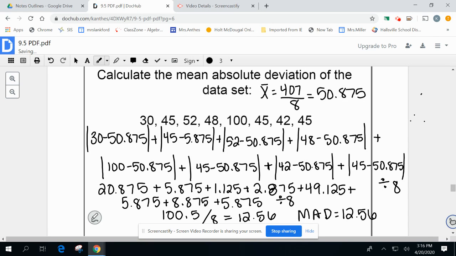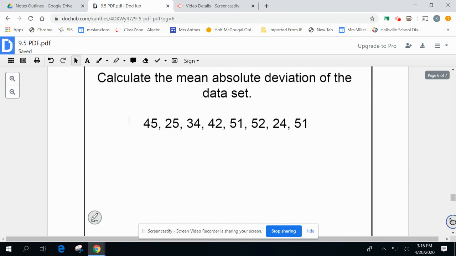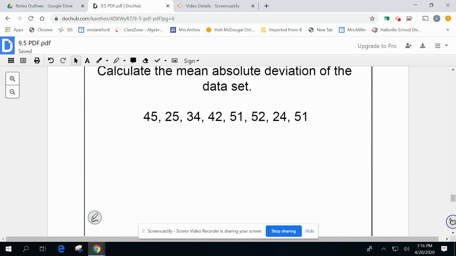Okay. So I have one more problem, and I need to first calculate the mean. So the mean of my data, if I add all of these up, I'm going to get 324, and that's divided by 8. So that gives me a mean of 40.5. So I'm going to go through and take the absolute value of each number minus 40.5.